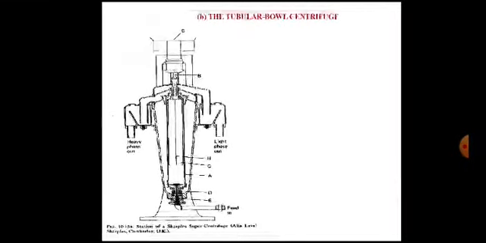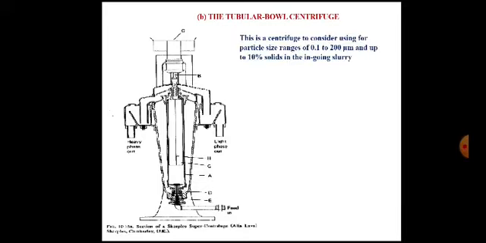The advantage or the function of this tubular bowl centrifuge is that it is useful for the separation of two liquids having different densities. Therefore, this centrifuge is operated at a very high speed, a speed which is sufficient enough to separate two liquids having different densities. So that is the advantage of this centrifuge.